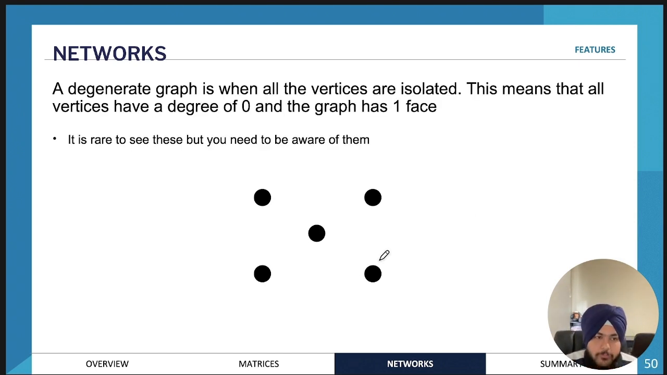Next, we have a degenerate graph. So a degenerate graph is one where you just have isolated vertices, no edges. And all the vertices are therefore going to have a degree of 0, and the graph will just have one face.